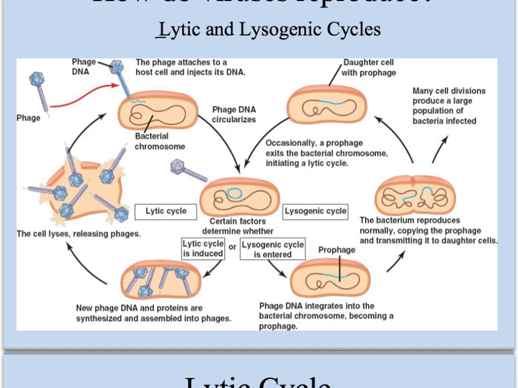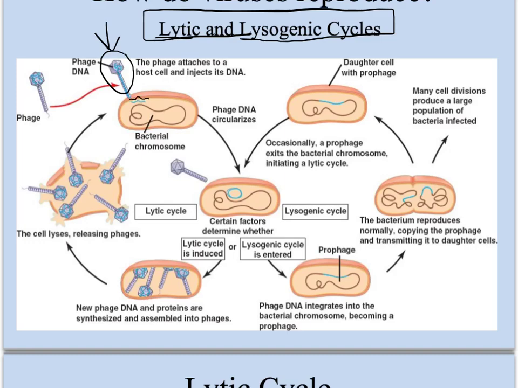Alright, so here are the lytic and lysogenic cycles that we talked about in the last lecture. So, I'll go over them again. We're going to start up here. Here's our phage, and he's going to inject his DNA in, and the viral DNA is always going to form a circle.